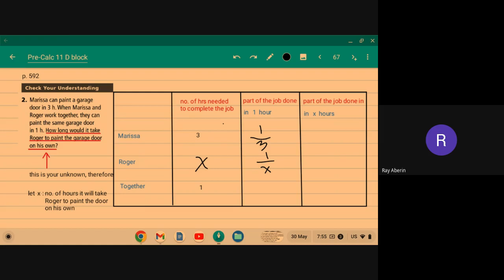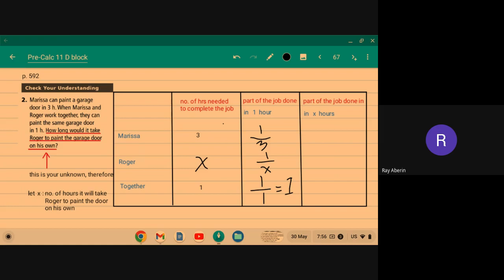Now, what about together? What part of the job can be done in 1 hour? Well, it's 1 hour over 1 here, which is just 1. Does that make sense? Hopefully it does. Some of you might need to watch this 2 or 3 times to be able to actually understand what is going on. I strongly recommend that you watch this a couple of times until you get a good feel of how this is solved.